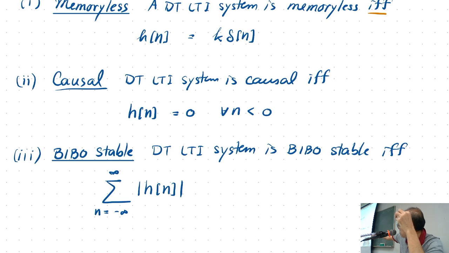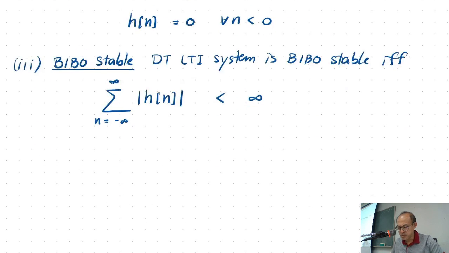You add the absolute value of h[n] for every sample. The result would have to be finite. If the result is not finite, then the system is not stable. But if the result from this summation is finite, then the system is stable. Now, this deserves some examples.